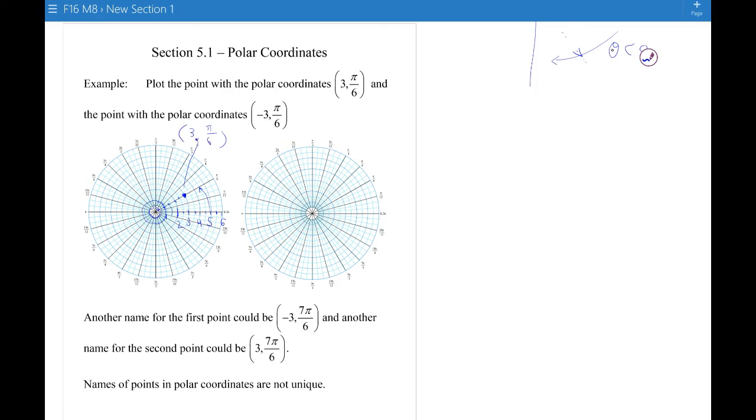And I always find this a little confusing because I do the angle first and then the distance away from the center. But then the order is (r, theta). Okay, so that's the point (3, pi over 6). So now let's look at this point (-3, pi over 6).